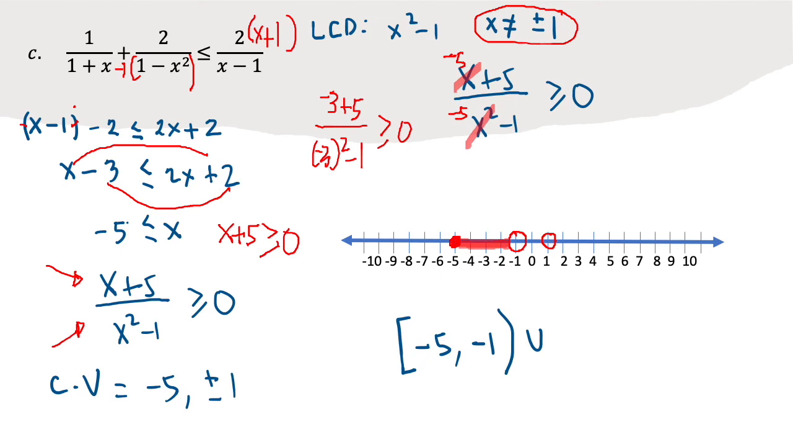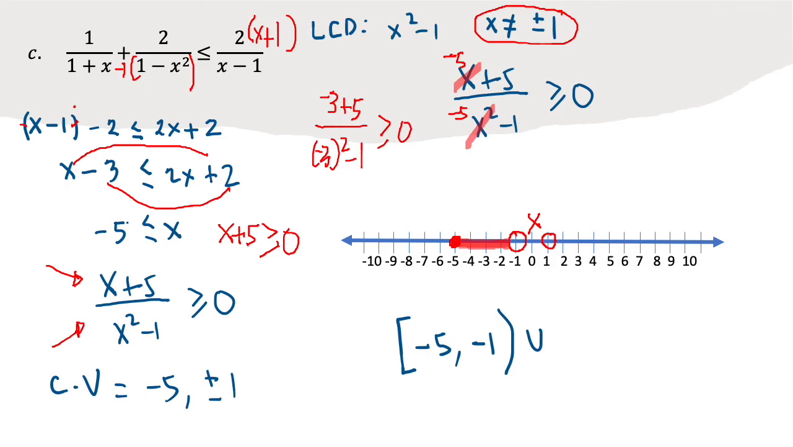That becomes 5 divided by negative 1. So a negative number is not greater than 0. So therefore, in between, this number is not part of our solution. Okay? So how about this number?